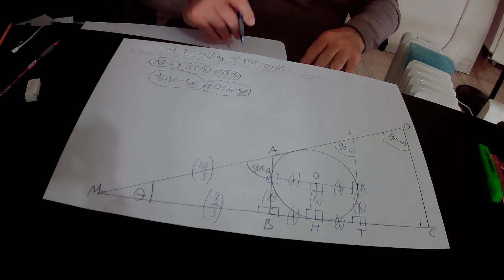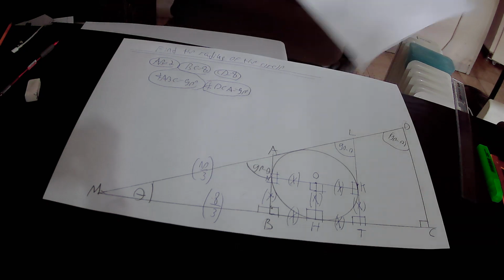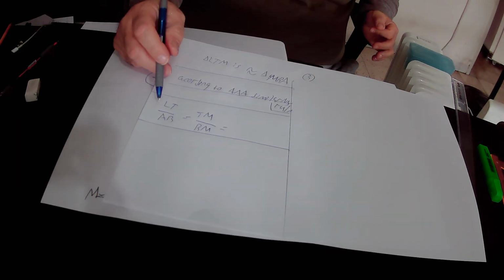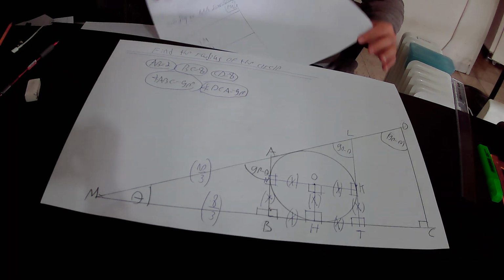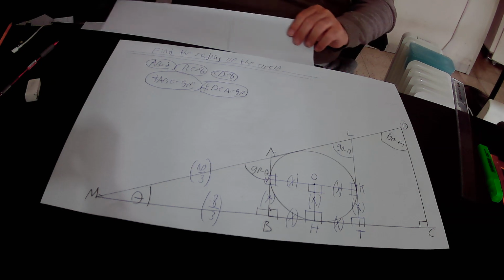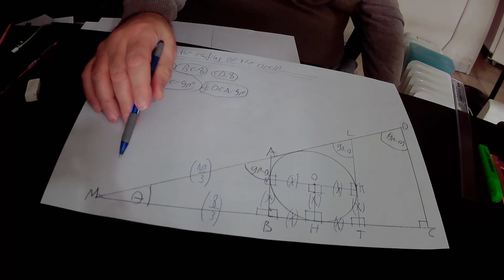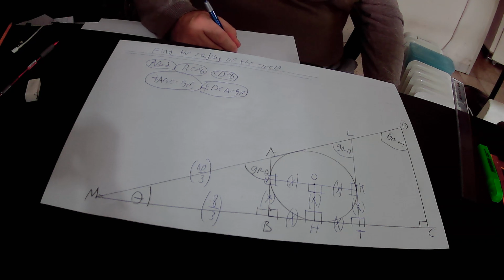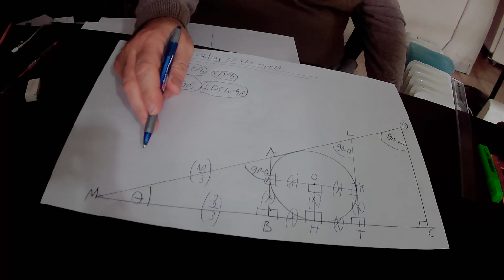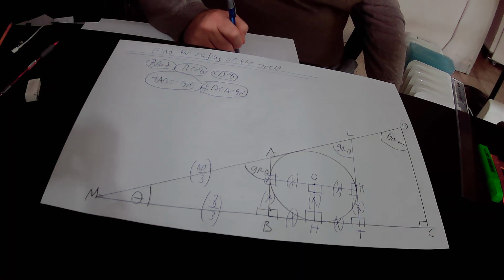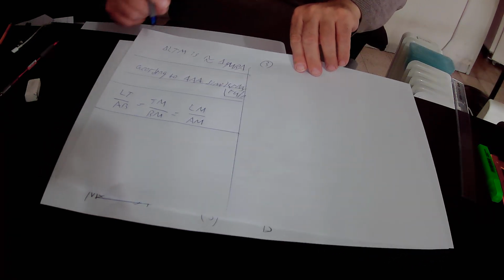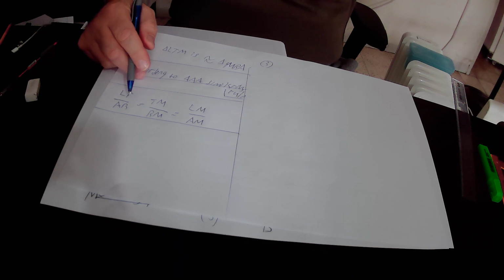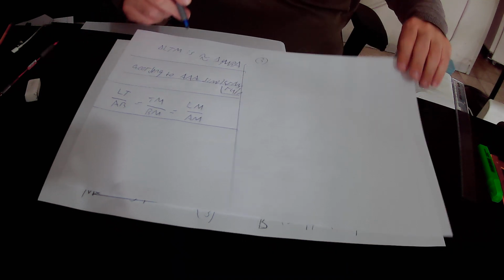Repeat again. We derive that LT over AB equals TM over BM, and it also equals side LM in the big right triangle LTM over side AM in the small right triangle MBA. In conclusion, we found out that LT over AB equals TM over BM equals LM over AM.